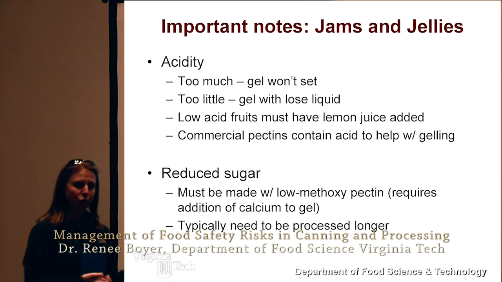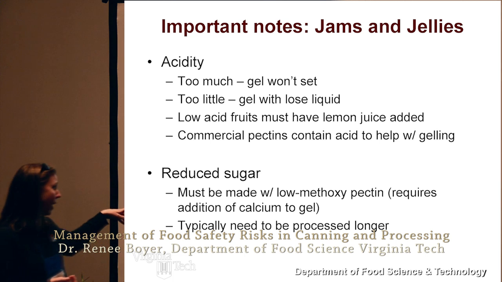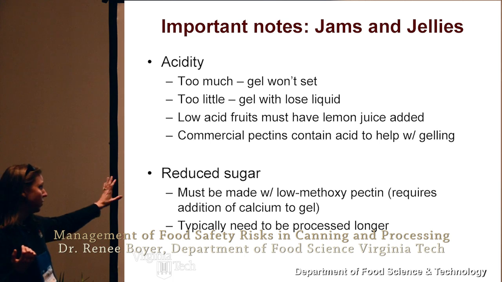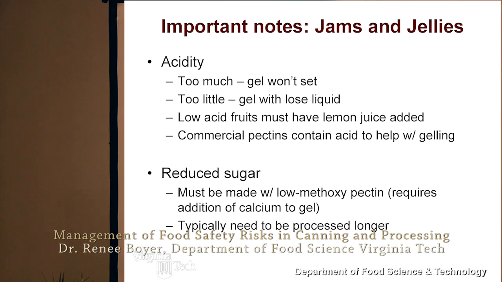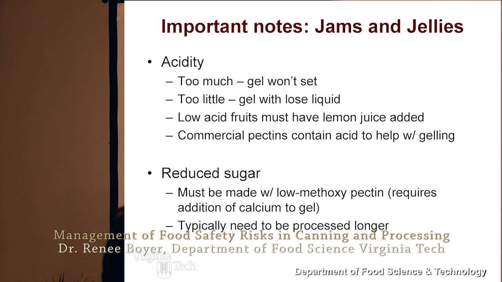You can make reduced sugar jams and jellies, but you want to make sure you use low methoxyl pectin, which you can buy in the grocery store, because it has calcium added to the pectin. If you're using a sugar substitute, you're not going to get the gel that you get with real sugar unless you use this calcium added so that you can get the right gel. And they typically need to be processed longer.